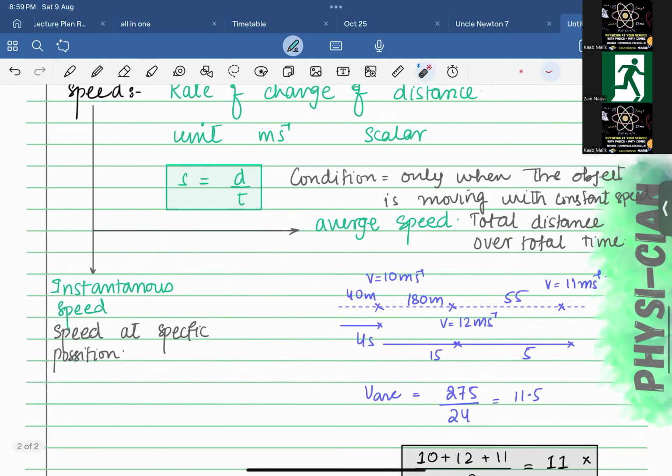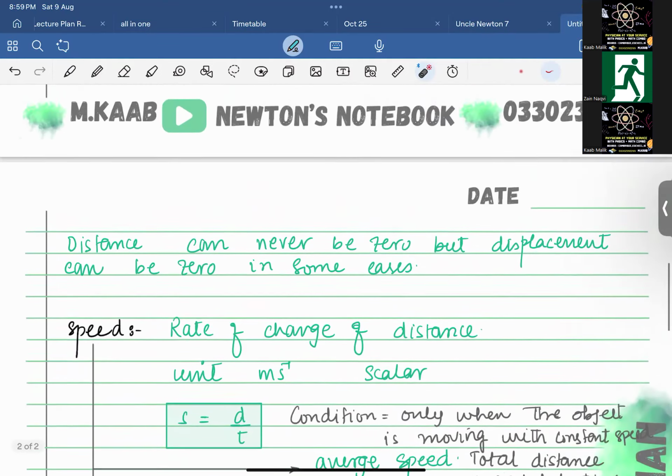Clear or not clear? Yeah, it's fine. So this formula is only for an object moving with constant speed. So these are the concepts of speed.